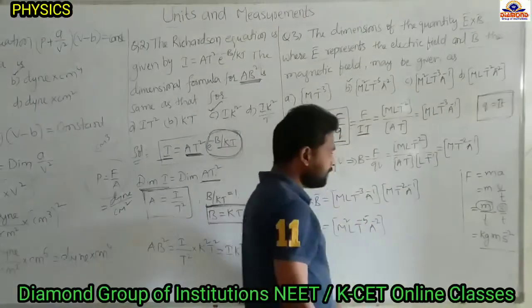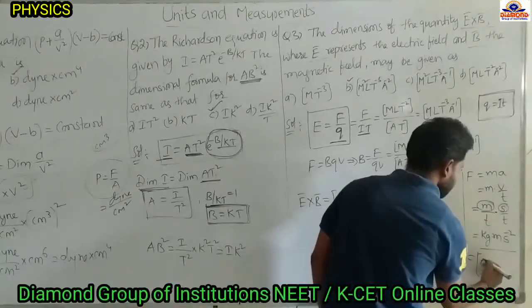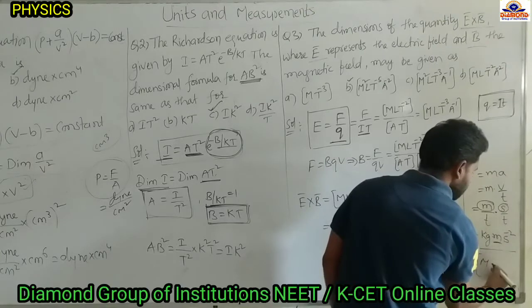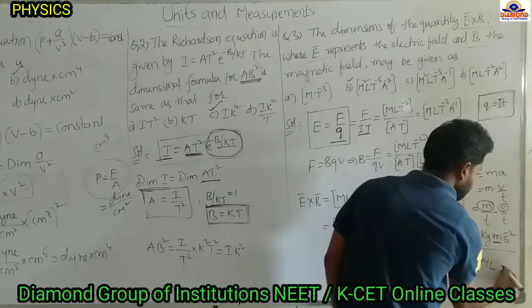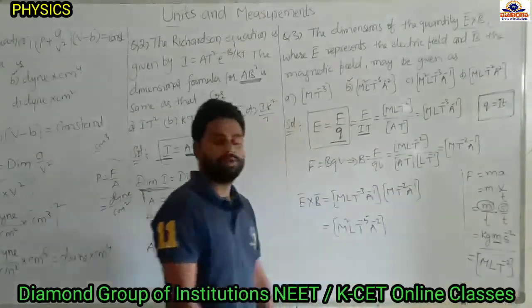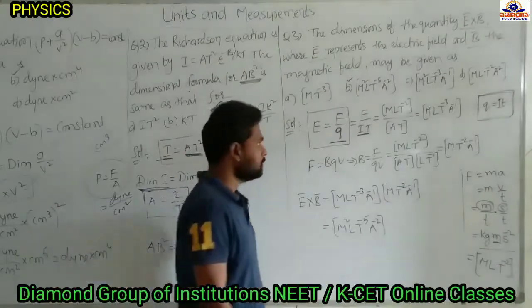So force I derived here as kg meter per second square. So the dimensional formula of this one is: kg, mass, the symbol is M, meter is the unit of length, L, and second is the unit of time, T, and the power is -2. So M L T power -2. You have to remember this one, the dimensional formula of force is M L T power -2.